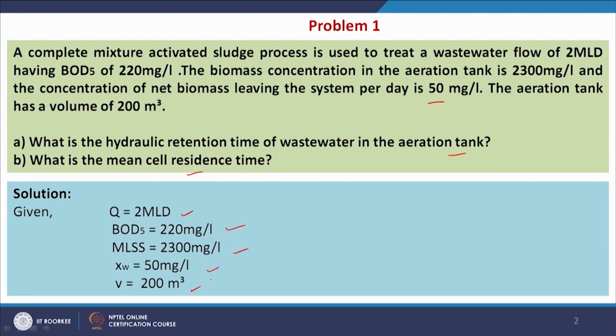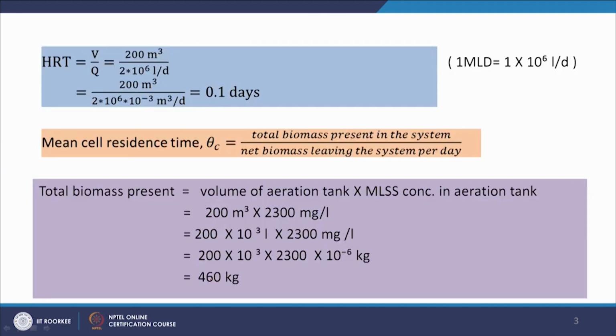So, we will be using the formula we have discussed in the previous class, for example, the HRT, hydraulic retention time. We have seen that that is nothing but V by Q, where V is the reactor volume, the volume of the aeration tank, divided by volumetric flow rate. So, in this case volume is equal to 200 meter cube and Q is equal to 2 MLD, so 2 into 10 to the power 6 liter per day. So, we can write it like this.